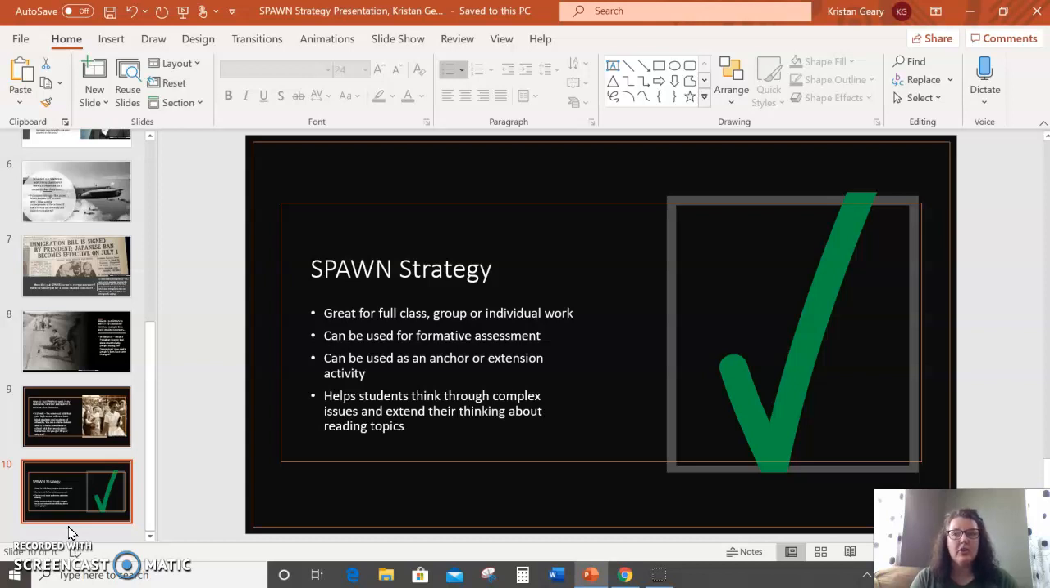You could direct your question so that maybe they had to include material from something that you already taught, in addition to thinking it through in a different way. You could even use it as an anchor activity or an extension activity, maybe for TAG students. Maybe they need to include some primary sources in their thinking. But overall, it helps students think through complex issues and extend their thinking about reading topics.